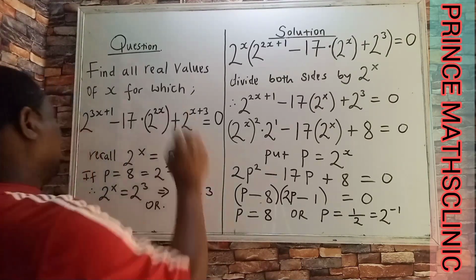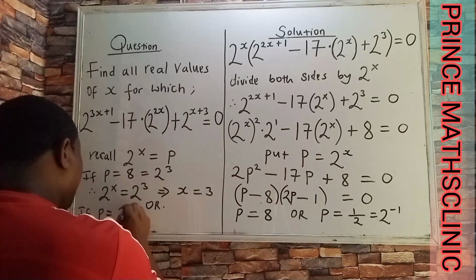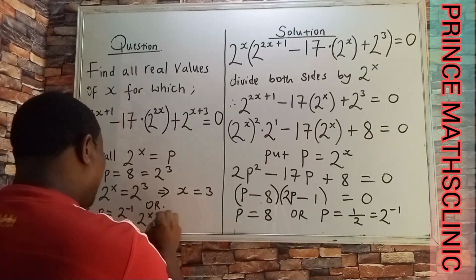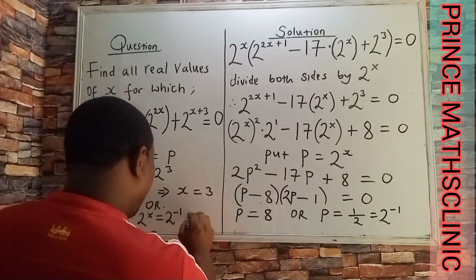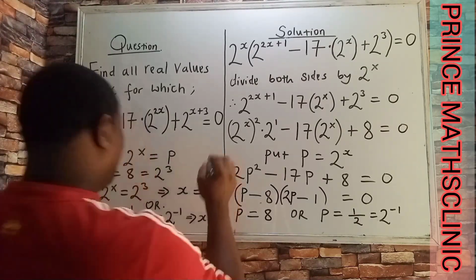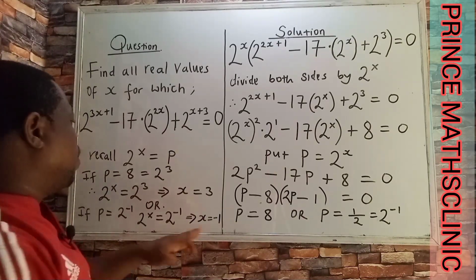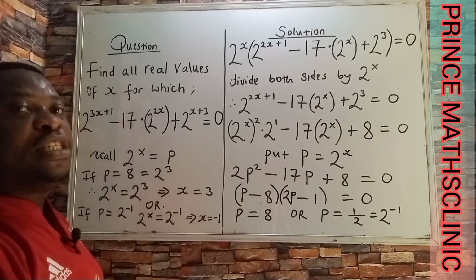Or, remember, if p is equal to 2 to the power of negative 1, like we have here, that means that 2 to the power of x will be 2 to the power of minus 1. So therefore, this implies that my x will be negative 1. That is the result. Those are the two values. Those are the two real values of x: 3 or negative 1.